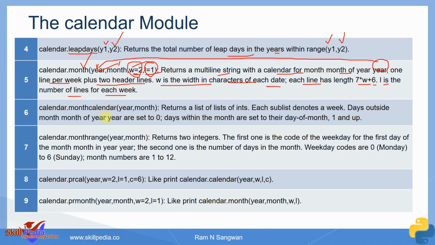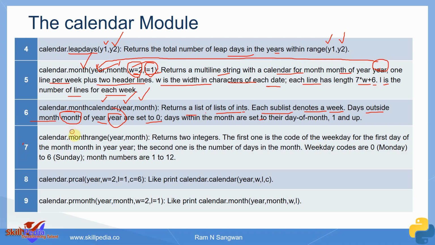Then we have calendar.monthcalendar. For this, you provide year and month. It returns a list of lists of integers. Each sublist denotes a week. Days outside the month specified, of the year specified by year, are set to 0. Days within the month are set to their day of the month, 1 and up.